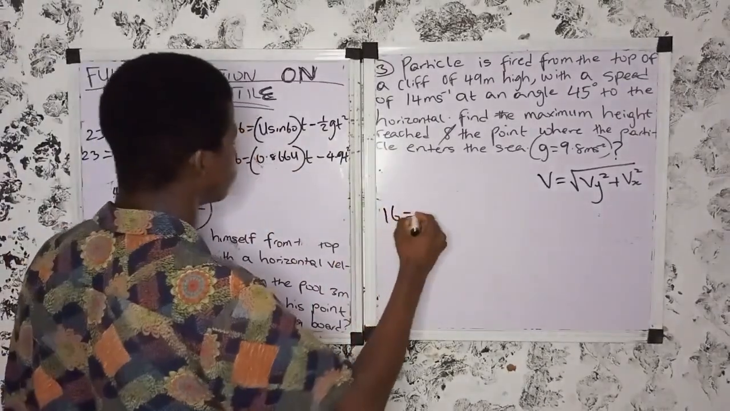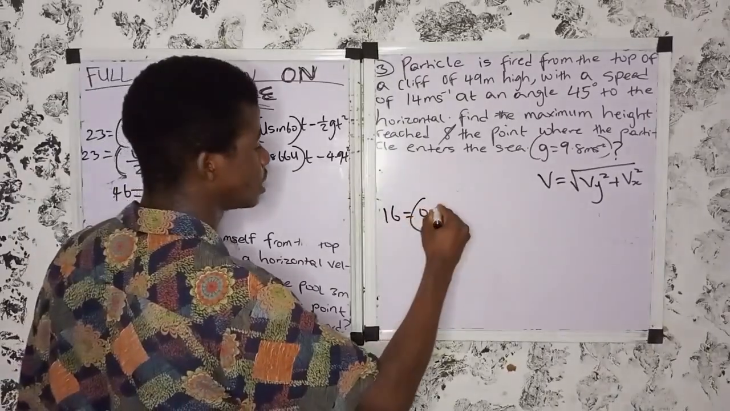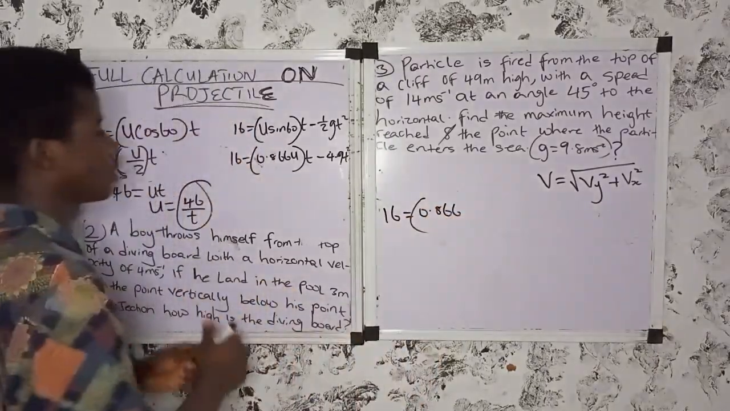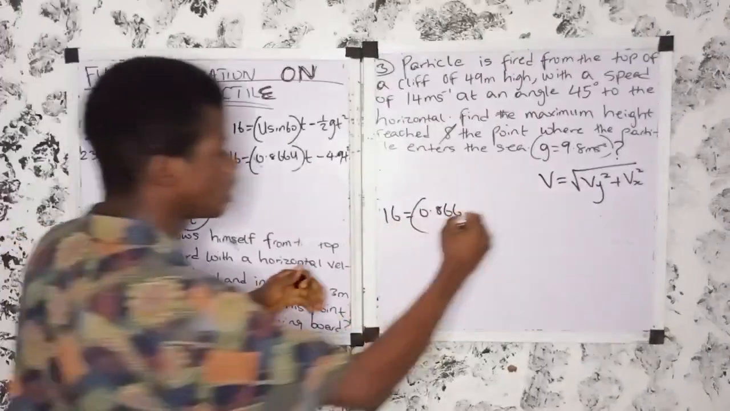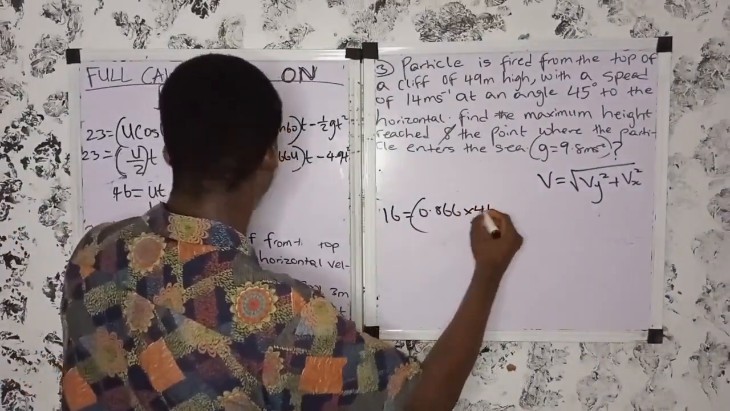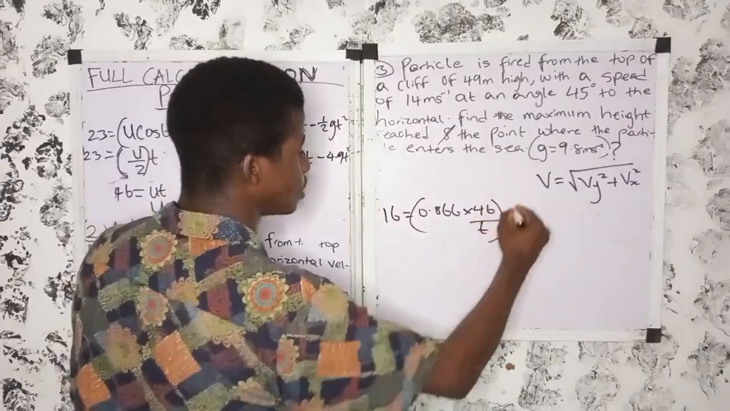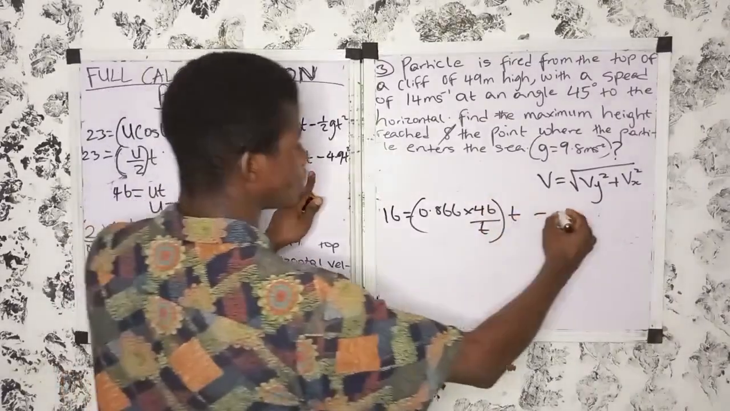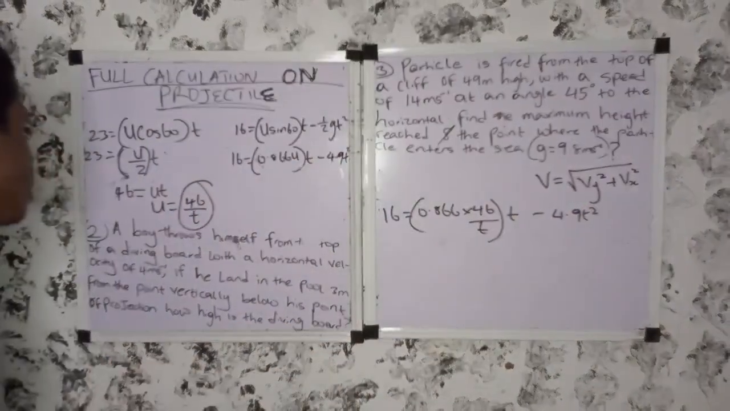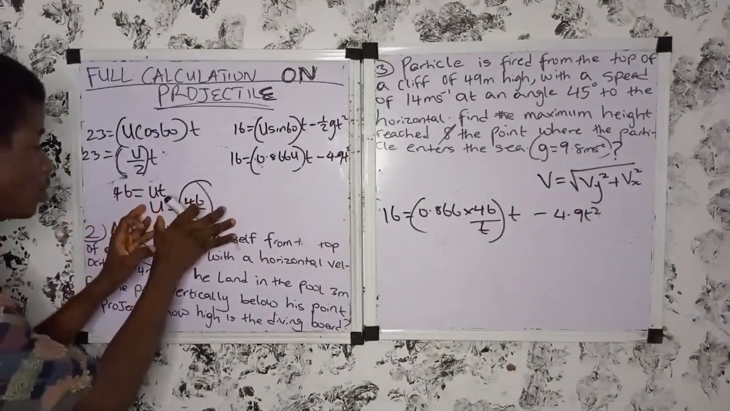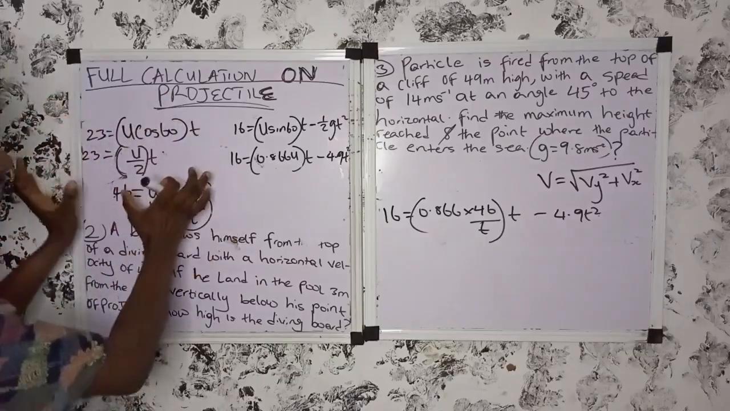So now 16 equals bracket open 0.866. Now u is 46 over t, right? So now times 46 over t, bracket close, then our normal t, then minus 4.9 t square, right? Yes. We are not going to forget about this side, okay?